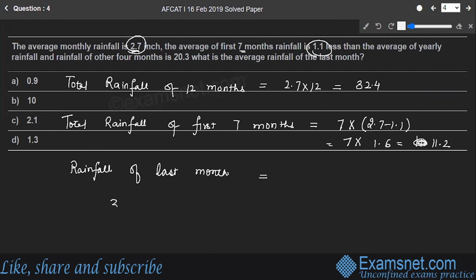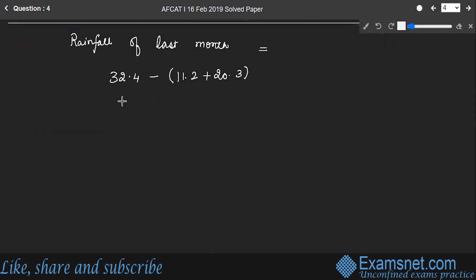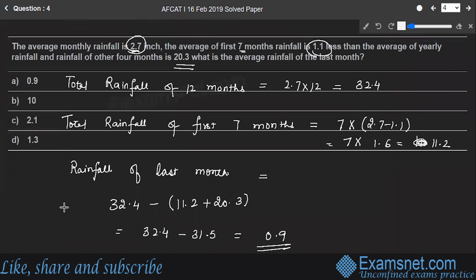This is equal to 32.4 minus 11.2 plus 20.3, which comes out to be 32.4 minus 31.5, that is equal to 0.9. So the required answer to the question, you had to find out what is the average rainfall of the last month. This is equal to 0.9. That is option A. Hope you're clear.